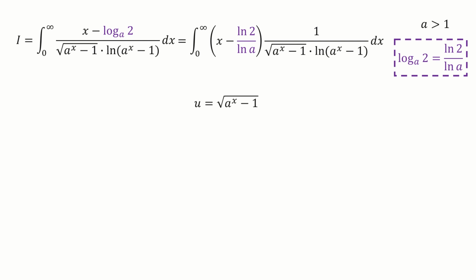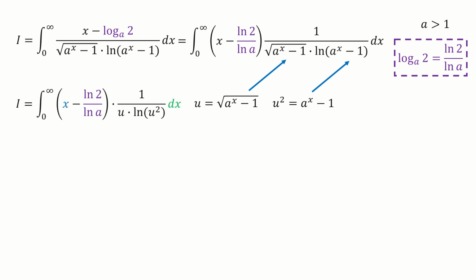And next, we do the substitution. We let u equals the square root term. And then we square both sides, so we get u squared. And next, we plug them back into this integral, so we got here. And then we need to deal with this blue term, the x term, and this green term, the dx term.